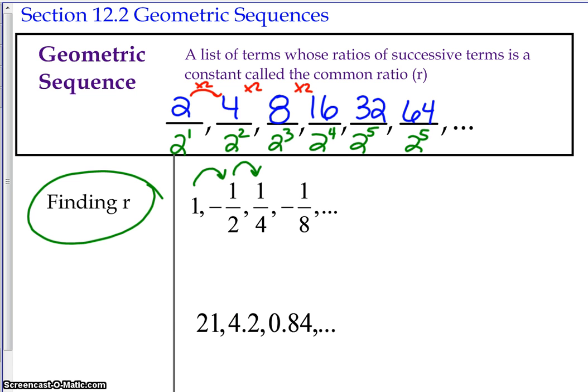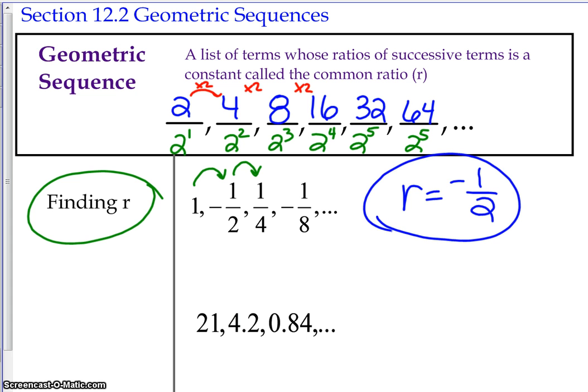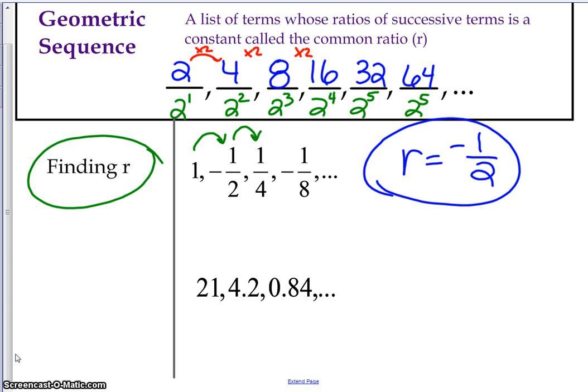Now the first thing I notice, and I hope you notice this too, is we have a positive and then a negative, and then a positive and then a negative. If you think about this, when you have a negative value taken to an even exponent, you get a positive answer. When you have it taken to an odd exponent, it's going to be negative. So what that means is r has to be negative. And if you look at this logically, you go from 1 to negative 1/2 to 1/4 to negative 1/8. What you're doing each time is dividing by 2, or you can think of it as multiplying by 1/2. And so it's going to be multiplying by negative 1/2.